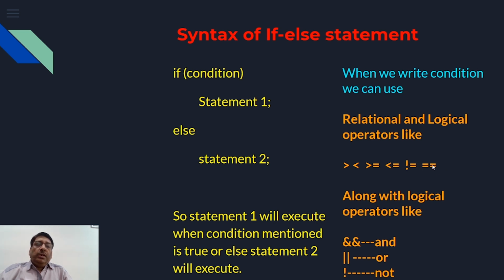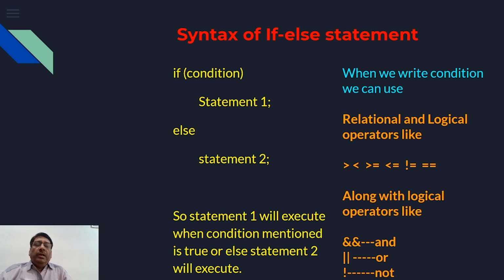So double equal to is to compare the value of a variable. But when you write single equal to, you call it the assignment operator. A single equal to 100 means you are assigning the value 100 to a variable called A. But if you write A double equals to 100, it means you are comparing the value of A with 100.